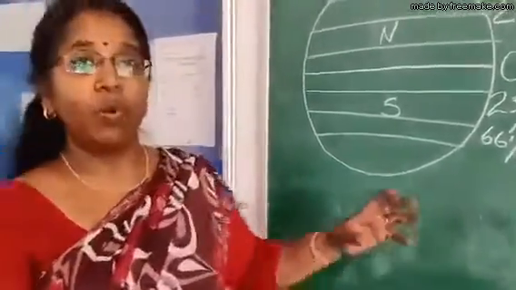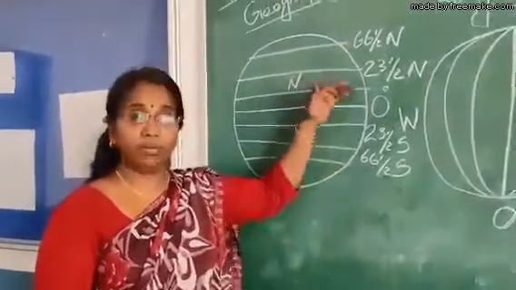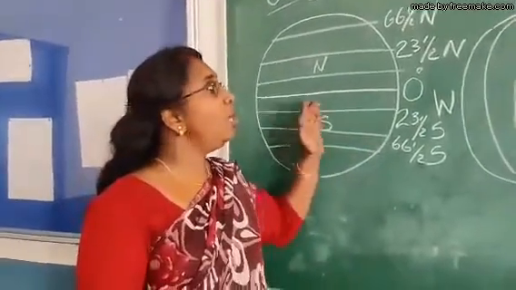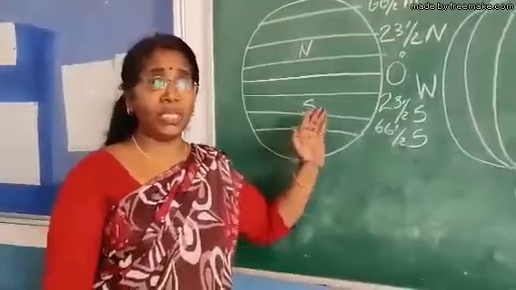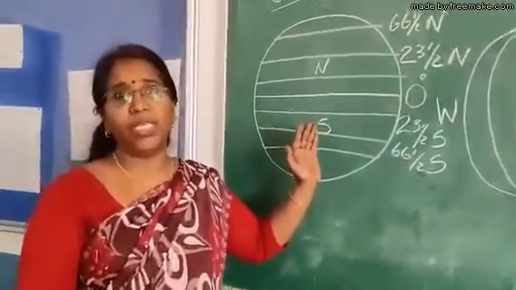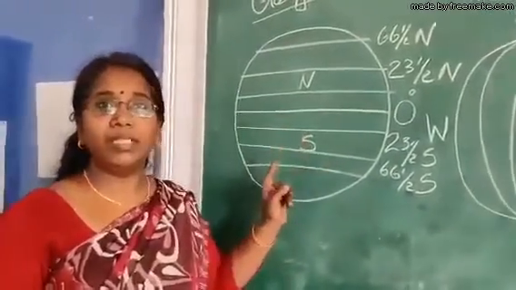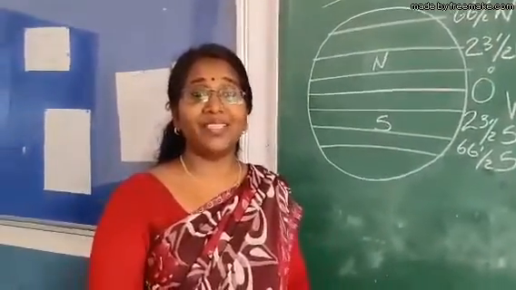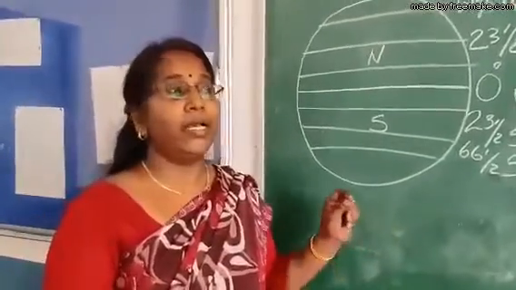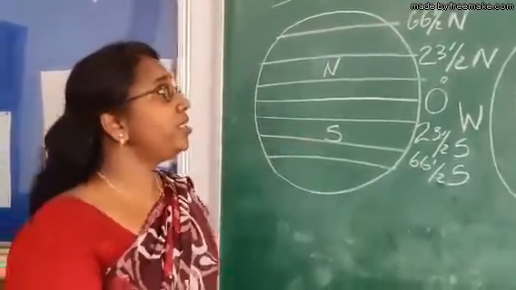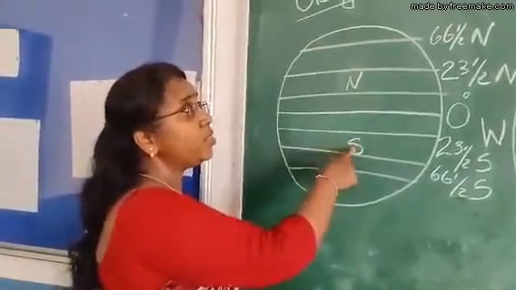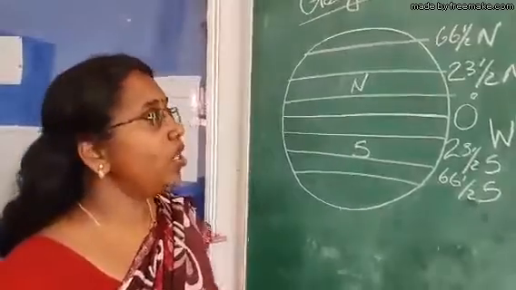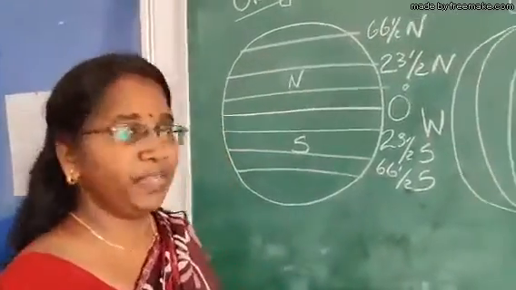The sun rays fall at different levels according to their position because of the spherical shape of the earth. So all these latitudes experience different heating from the sun. Accordingly, the earth is divided into important heat zones. Which are those heat zones we discussed in the last class? They are the torrid zone in the middle, north temperate zone, south temperate zone, north frigid zone, and south frigid zone. So all these we have discussed. Please go through the previous video.